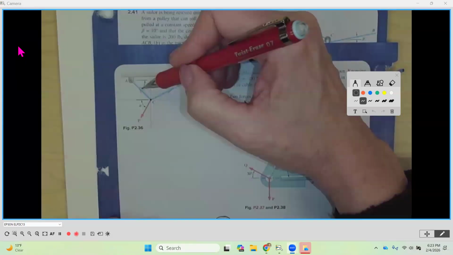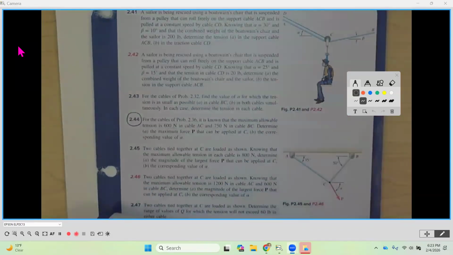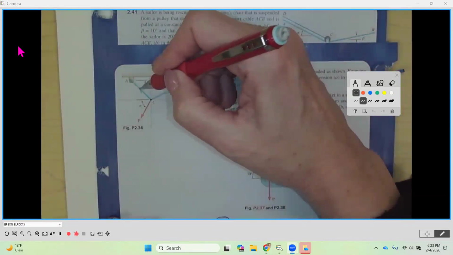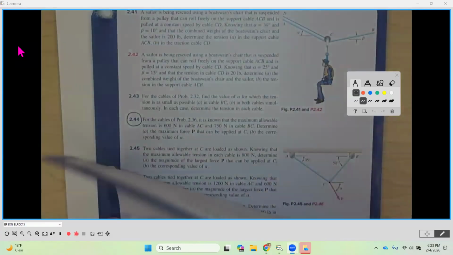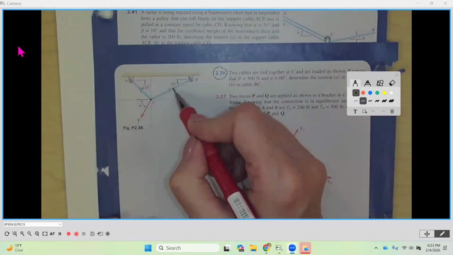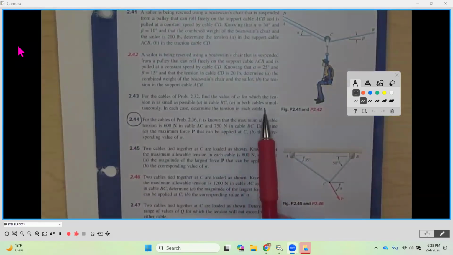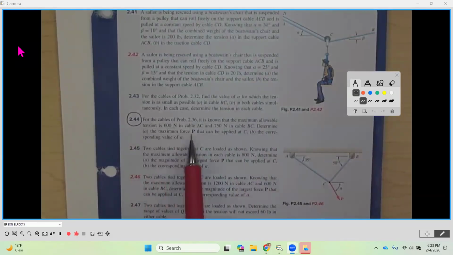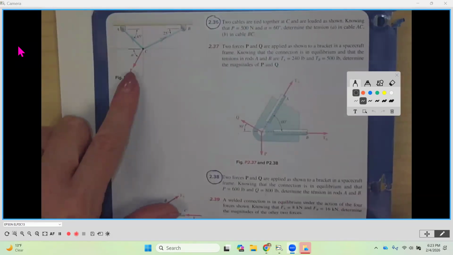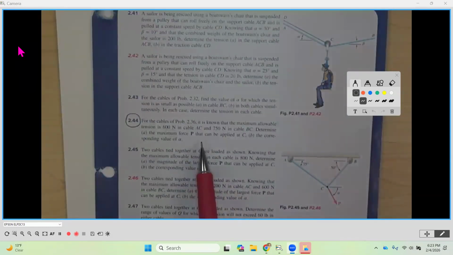Okay, so along that cable for A, we are going to have 600 newtons pulling away, and we are going to have 750 pulling away. All right, we'll see that in just a little bit. In both, let me see here, determine the maximum force P. P is the one that's pulling down and going to the left, okay? The maximum force P that can be applied at C, and the corresponding value of alpha.